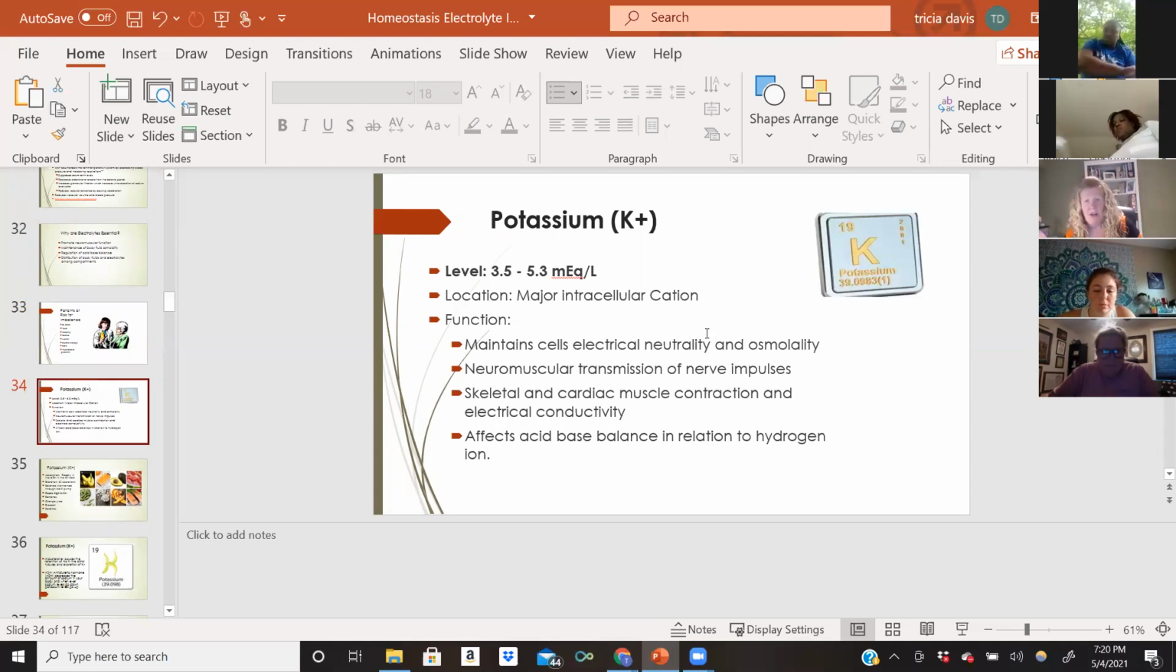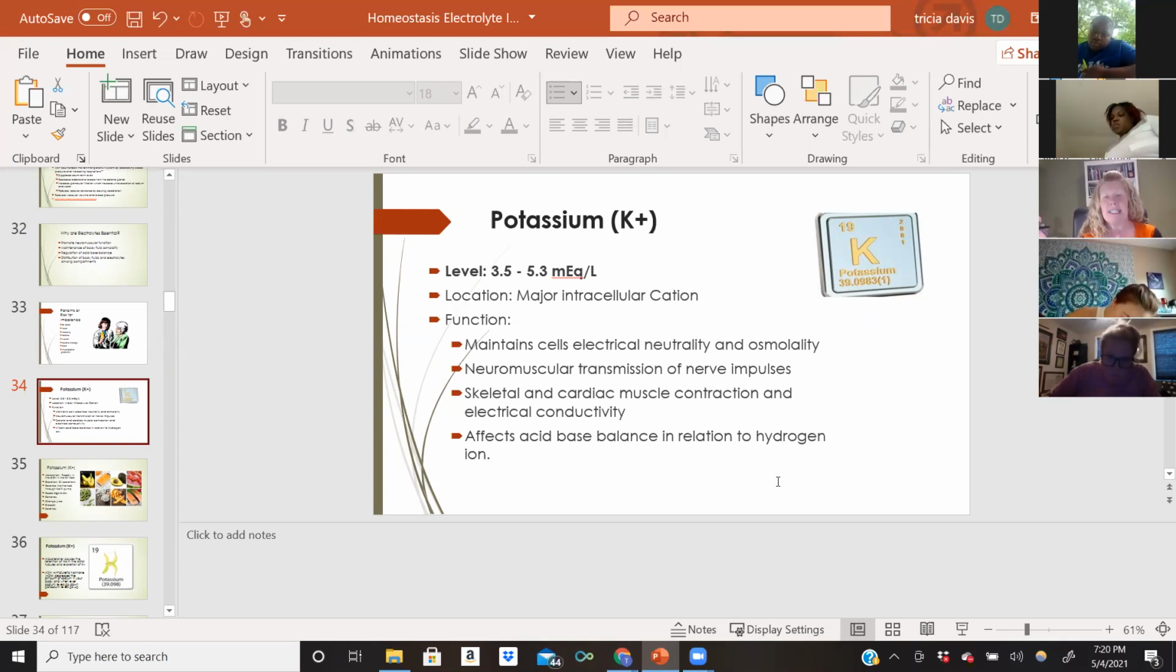So we are going to talk about all of our electrolytes. The first one we're going to talk about is potassium. So the normal level of potassium is 3.5 to 5.3. You will see that when you go into the clinical setting, or if you work in a hospital now, these numbers will be a little bit different. Each facility has their own lab that has their own guidelines. So it might be 3.5 to 5.5 or 3.6 to 4.5, whatever. But the normal that I want you guys to know for testing and for CCBC is 3.5 to 5.3.